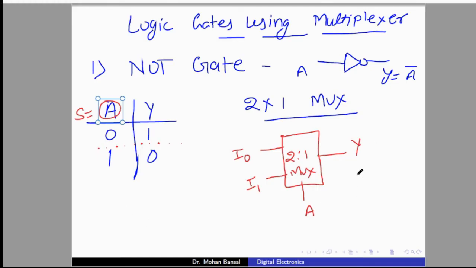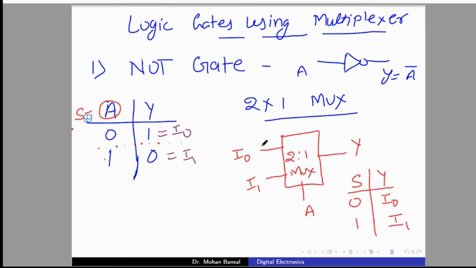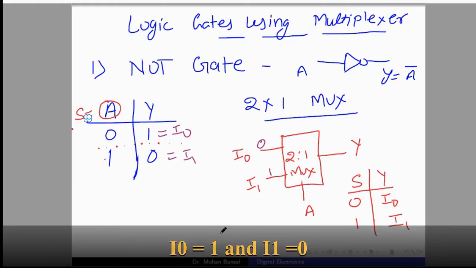As per the truth table of the multiplexer, we know S and Y. If S is 0, Y is I0. If S is 1, Y is I1. That we have seen in the last class. So as per this concept, this A is equal to S, so S equal to 0, this 1 is equal to I0. For S equal to 1, this 0 is I1. So we got the value of I0 and I1 here. I0 equal to 1 and I1 equal to 0.